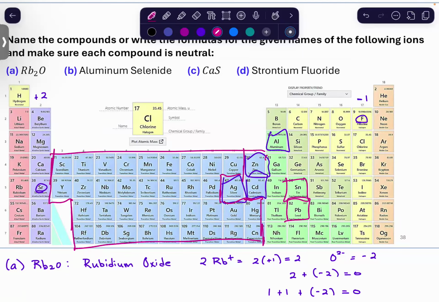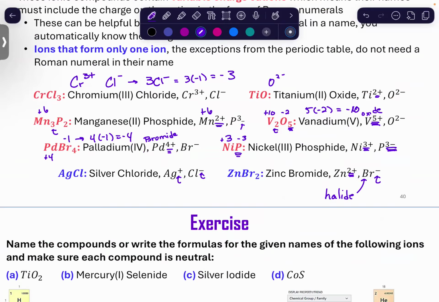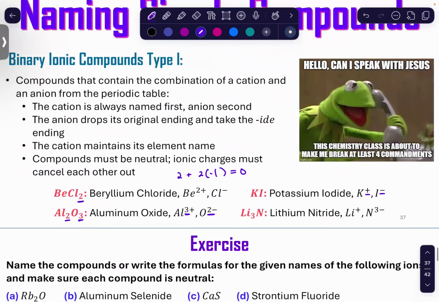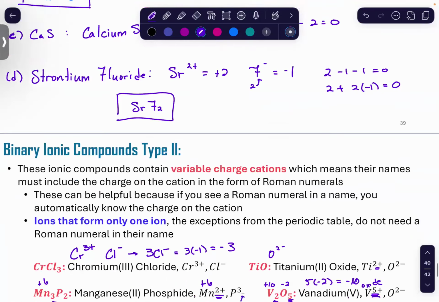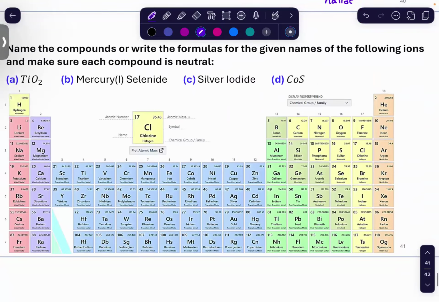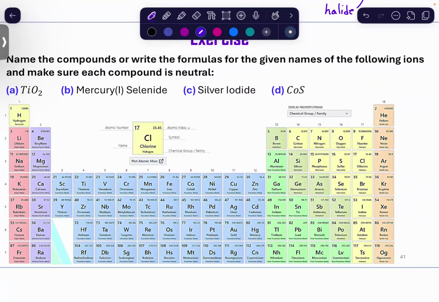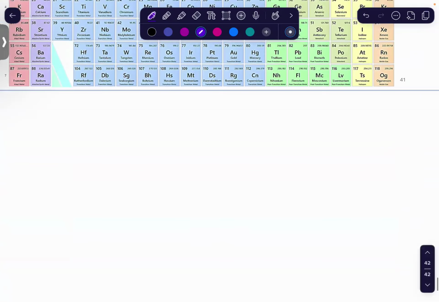So you'll get used to it more as we go along, but make sure you see the difference in the naming between the variable charge and the common charge, and start working on breaking down these compounds so that you know why, for example, chromium 3 chloride is CrCl3, or lithium nitride is Li3N. Make sure you're working on why this is the way it is. Okay, so let's do the same thing we did above. Name the compounds or write the formulas for the following letters. So the first one, A.